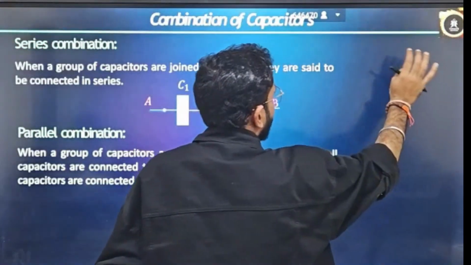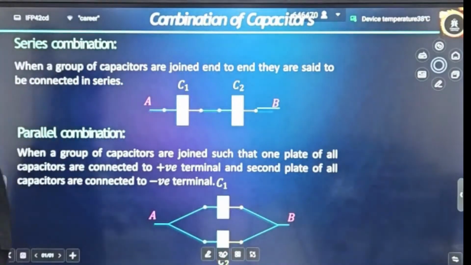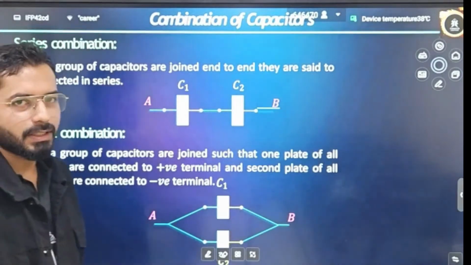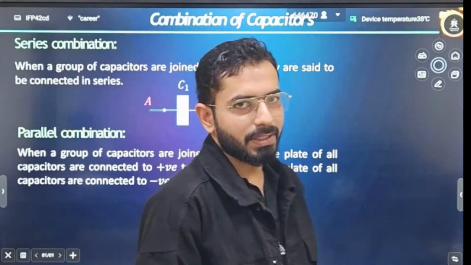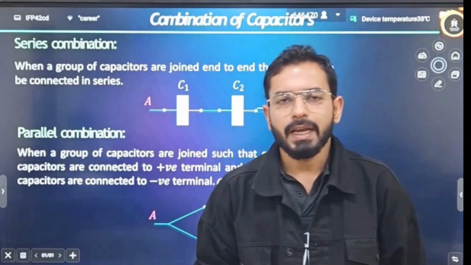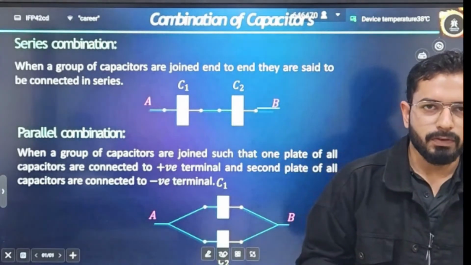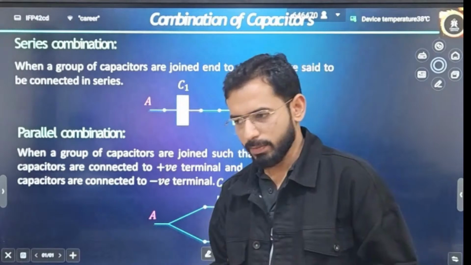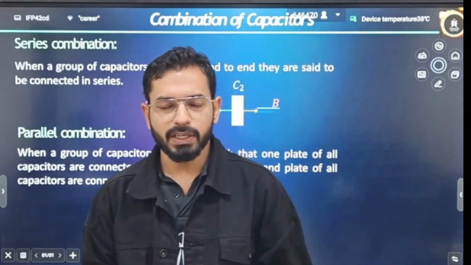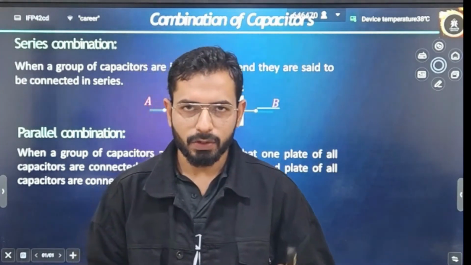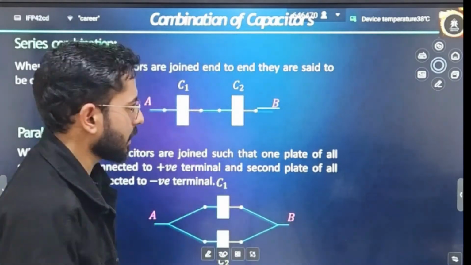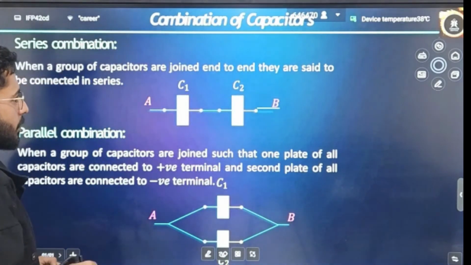The topic will be combination of capacitors. Of course there are two basic combinations: one is series combination, one is parallel combination. In resistance also you have studied about this. In series combination of resistors, what is the formula? If I am talking about two different resistors R1 and R2 connected in series, the formula is R1 plus R2, and in parallel it becomes 1 by R equivalent is equal to 1 by R1 plus 1 by R2.